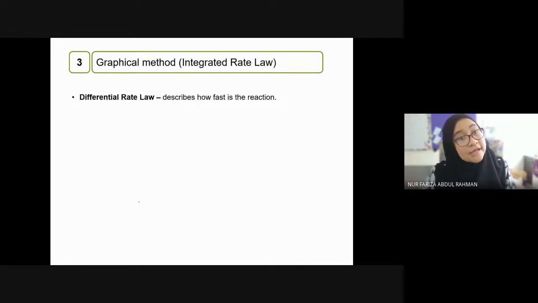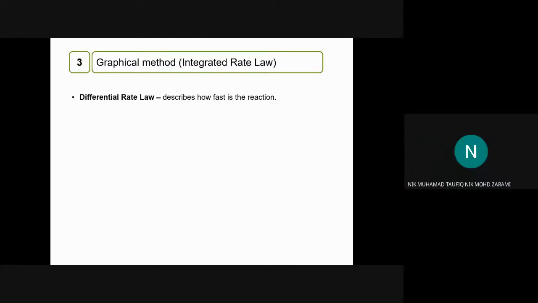Okay, so we are done with the second method. So we are going to move to the graphical method. Are there any questions related to the unit of the rate constant just now? Guys? No questions.